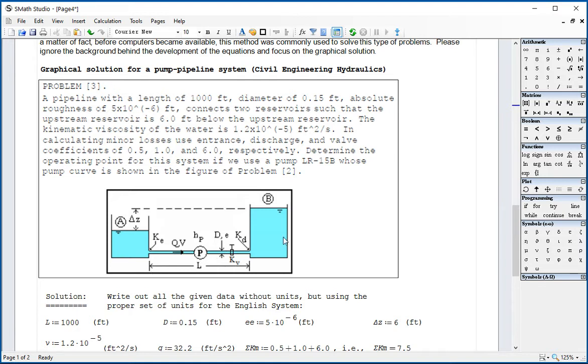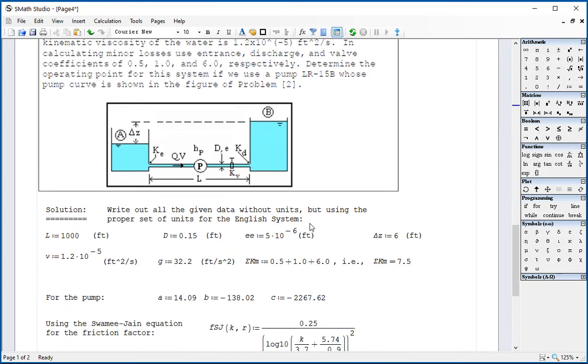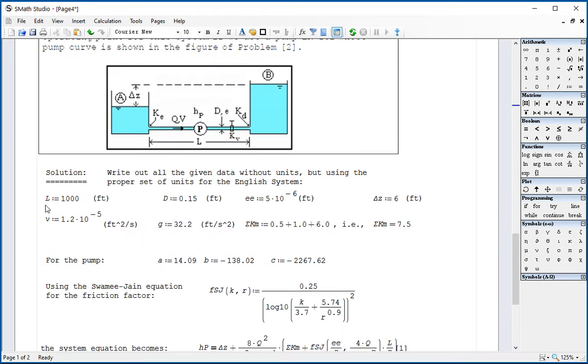Here's the pump. Now, just ignore the background. I'm giving values here with the units separated. The units are all in the English system in this case.